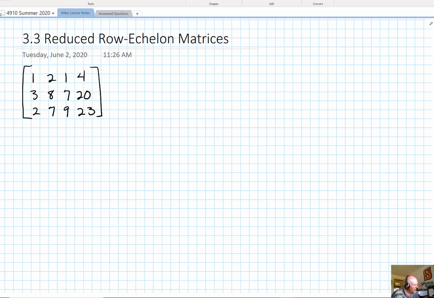All right, so in 3.3, we're going to continue looking at reducing matrices. We have taken a matrix. Here's an example of one. We've taken a matrix and put it in row echelon form, forming the little staircase with the leading terms. And each leading term had zeros below it.